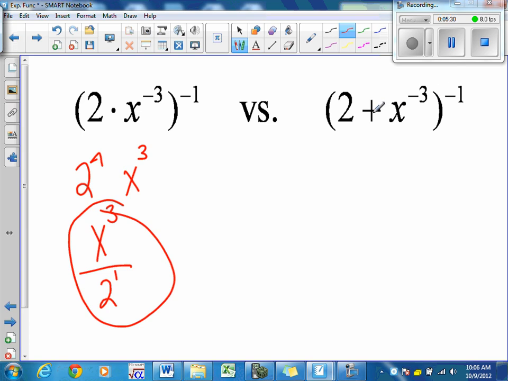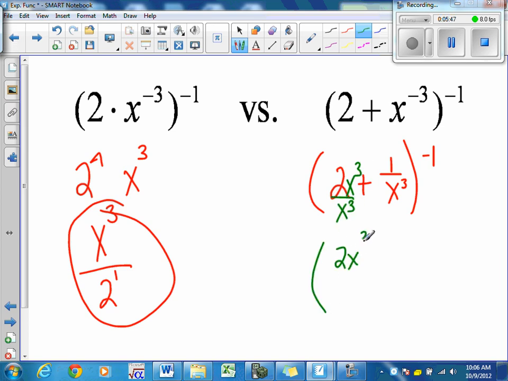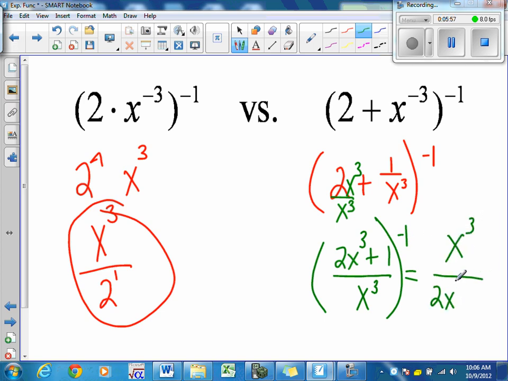However, if I have a plus sign in the middle, I now need to simplify this fraction. I need to get common denominators, simplify this down into a single fraction, and now if I have the 1 to the negative first, I can just flip the whole fraction and get my answer. So you can see, much more difficult with a plus sign than a multiplication sign. Be careful to notice the difference.